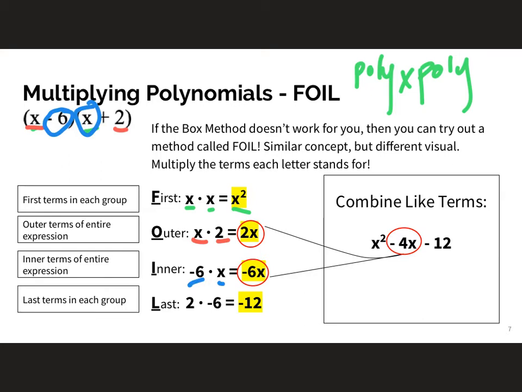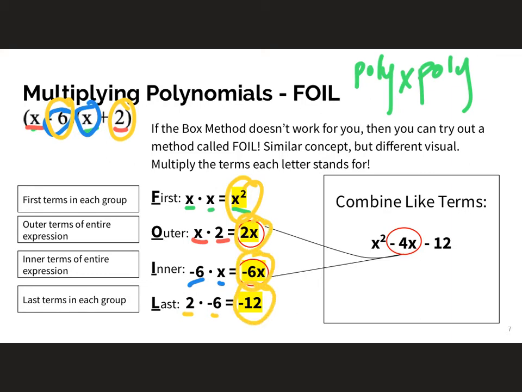Negative 6 and x. And then finally, the only combination of terms that we haven't multiplied together yet is going to be 2 and negative 6. So those are the last terms in each of my groups, right? The last terms in each of my groups are 2 and negative 6, to get negative 12. Now, I end up with all these terms: x squared, 2x, negative 6x, and negative 12.